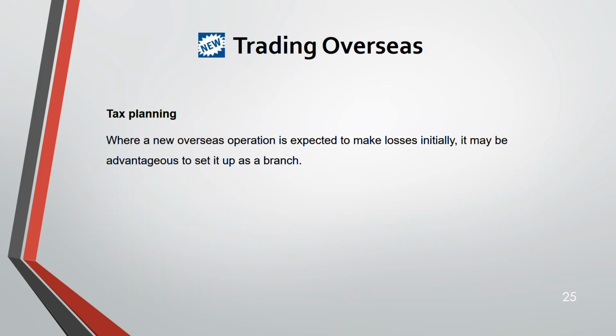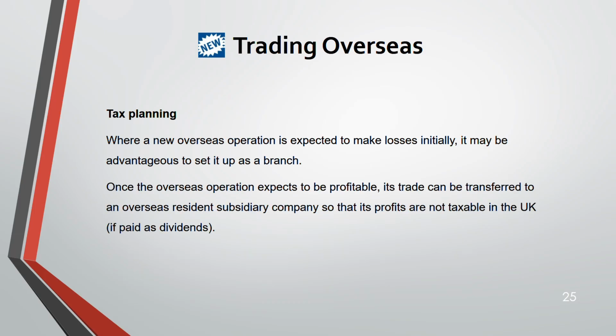Next, where a new overseas operation is expected to make losses initially, it is better to set up a branch. Why? If you set up a branch rather than a subsidiary, you can get your losses relieved in the UK. Next, once the overseas operation is expected to be profitable, what do you do? You can transfer the trade from the branch to an overseas resident subsidiary company, so that your profits will not be taxable in the UK if paid as dividends. So you see, these are tax planning points. You should know this tax planning. They will ask questions on this.